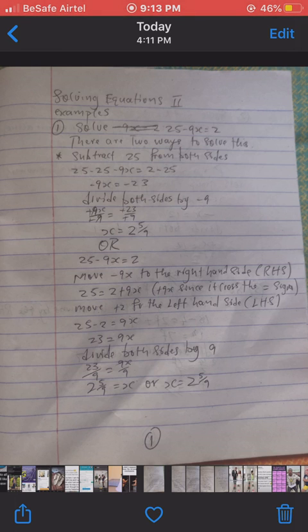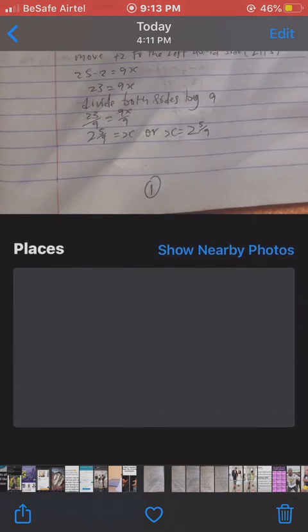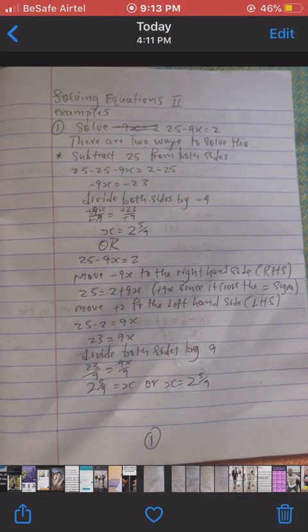Okay, now there is another method I wrote, where we have 25 minus 9x is equal to 2. Now we are going to do what we call collecting like terms. And remember, I once said in class, whenever a variable crosses this equality sign, its own sign will change. Now move minus 9x to the right hand side. When we move it, instead of minus 9x, it will now become plus 9x on the right hand side.